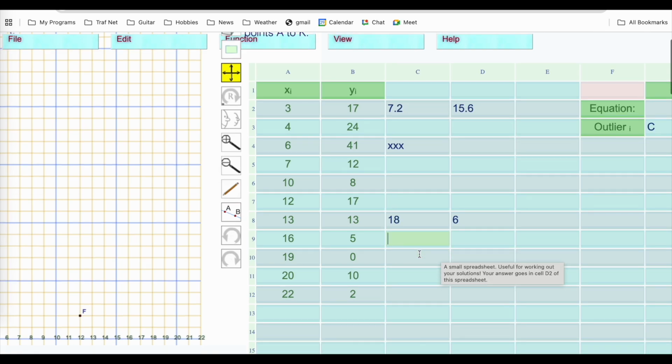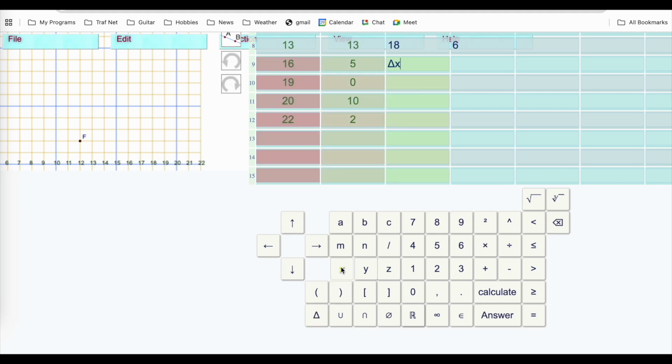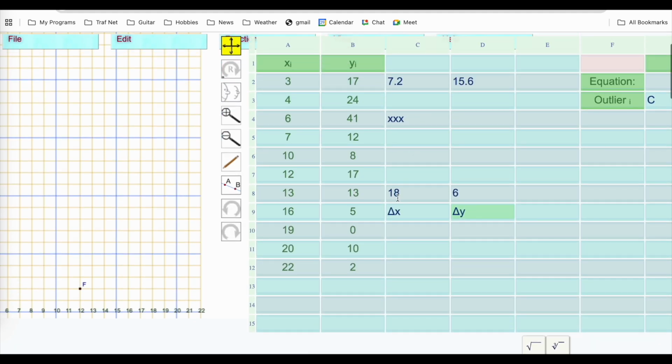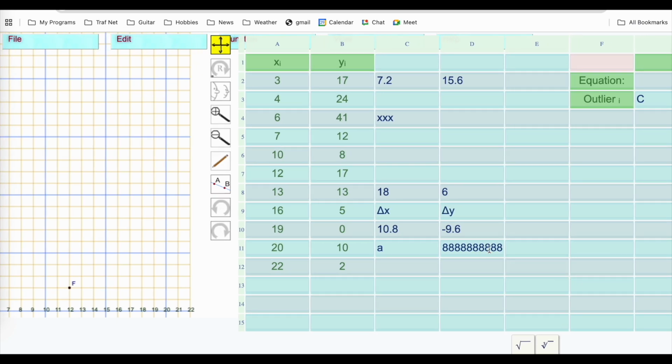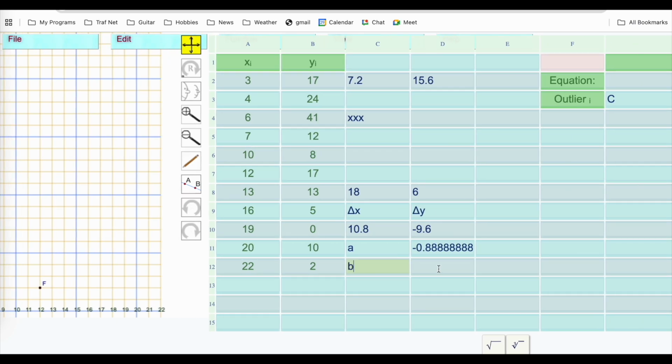I need to know the delta X and the delta Y. Delta X is the 18 take away the 7.2, which is 10.8. The delta Y is 6 take away the 15.6, which is -9.6. My A is delta Y over delta X, and that gives us -0.8 repeating, which is -8/9. The B value, the Y, I can take either one of these 2 points. I'm going to take the one without the decimal, so it's the 6, take away the AX, the A times the corresponding X value. That gives us 22.